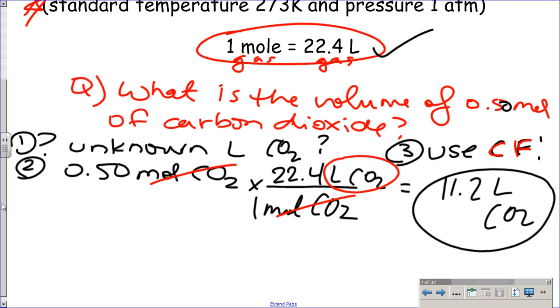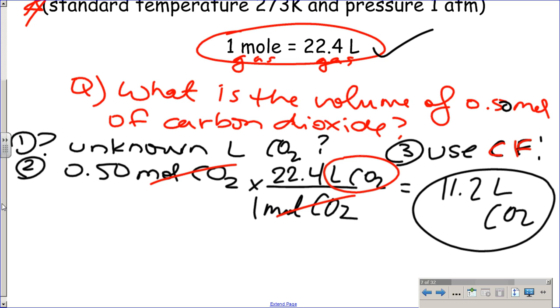Conversion factor. I'm abbreviating. So it doesn't really matter what gas it is, half of a mole of any gas is 11.2. I can give you some crazy gases, but it's a gas. All gases are approximately the same distance apart from each other. That's why, like gas molecules.